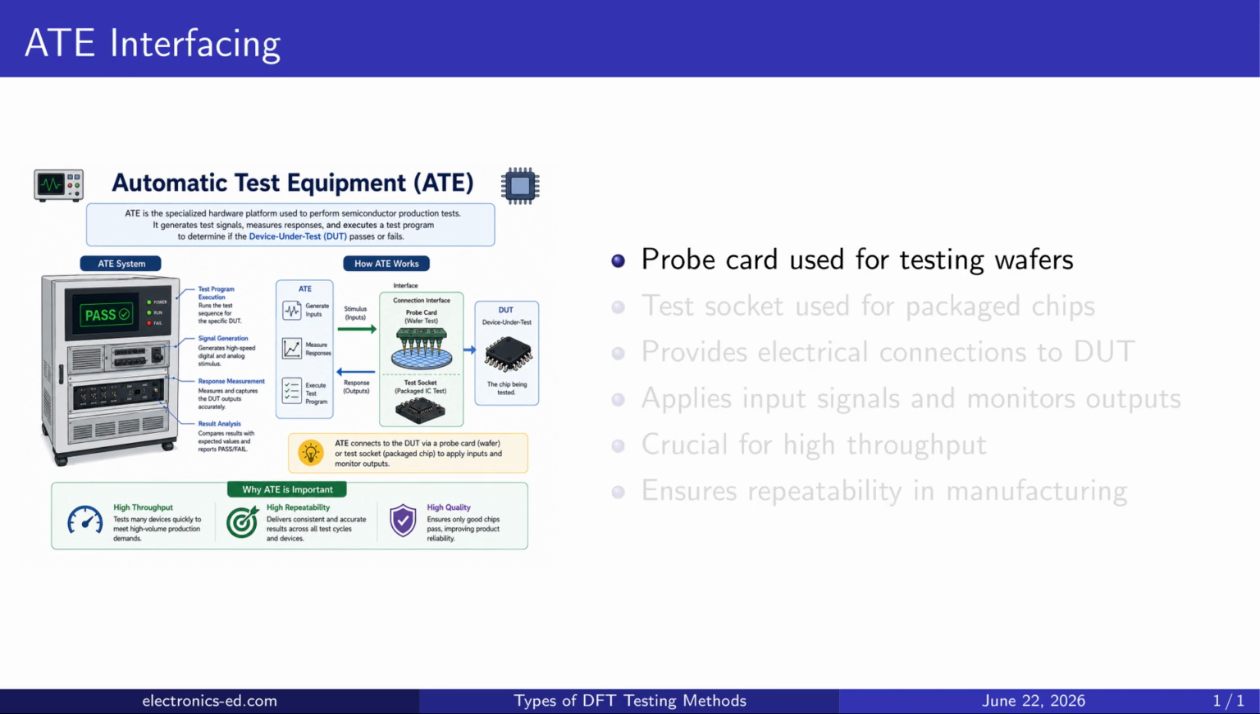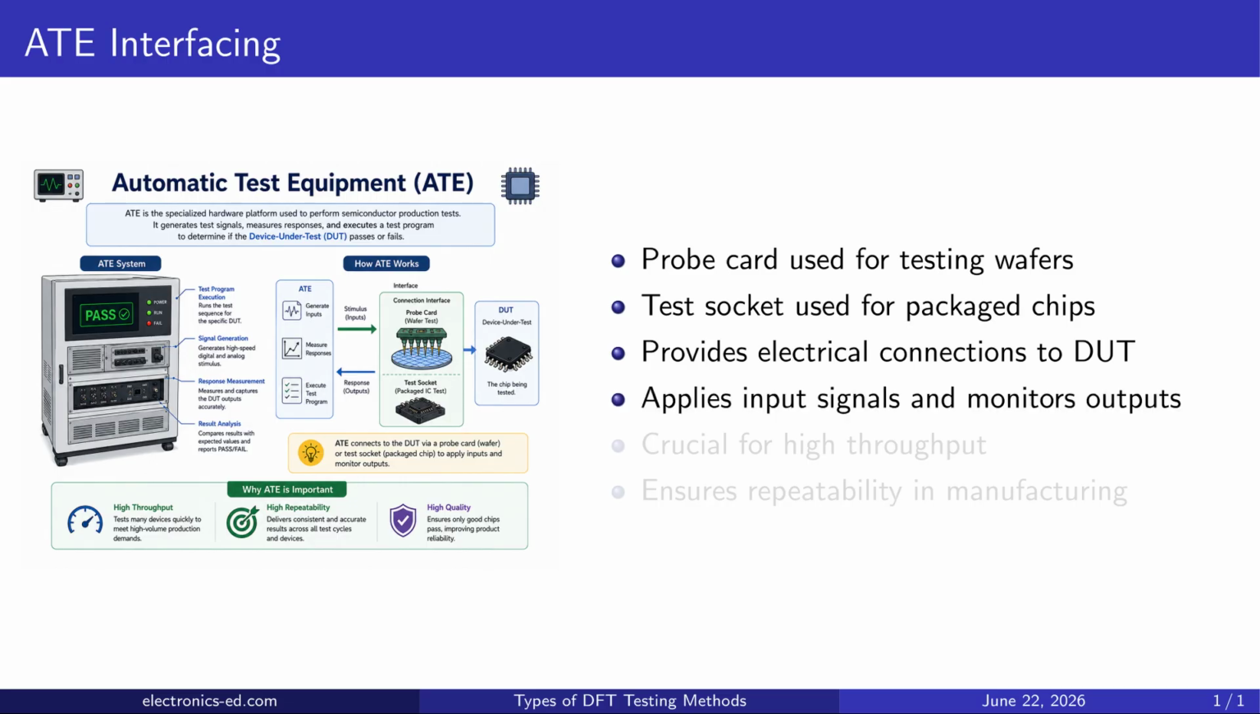A probe card is used for testing wafers. A test socket is used for packaged chips. Both provide the electrical connections to the device under test. They apply input signals and monitor the output responses. This interfacing is crucial for achieving high throughput. It also ensures repeatability in the manufacturing process.